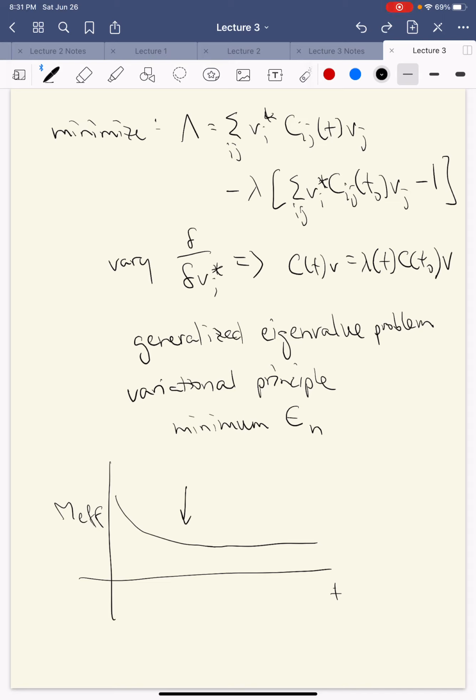All right, so we have our generalized eigenvalue problem. This is the thing that we are going to spend most of class time solving and playing around with some actual data.